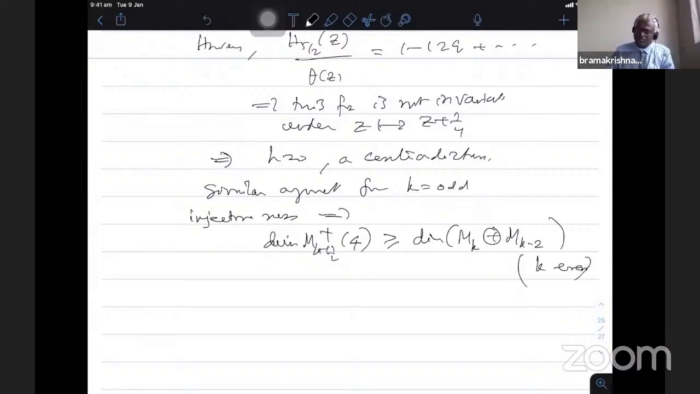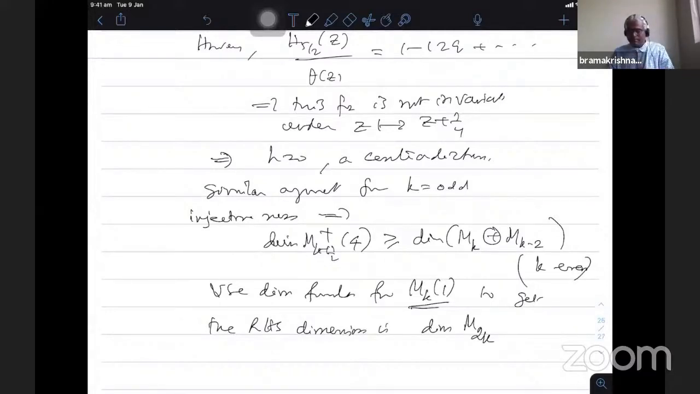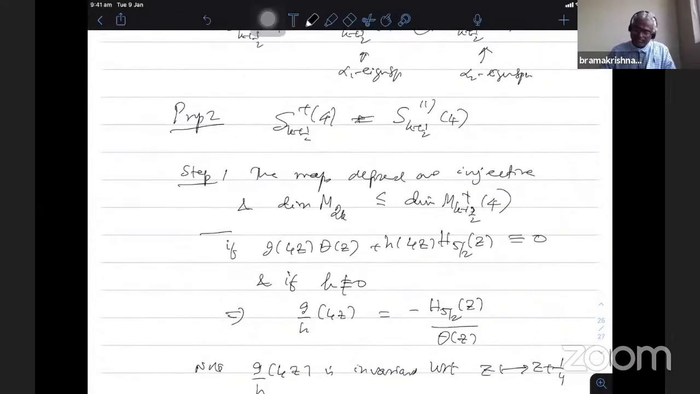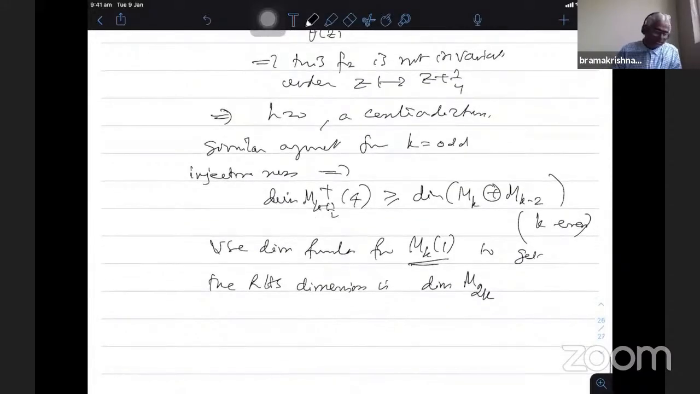So now the dimension formulas are known on the right hand side. So use the dimension formula for MK to get the RHS dimension, which is the dimension of L2K. So dimension of MK plus dimension of MK minus 2 is nothing but the dimension of M2K. Therefore, this first step is done. So dimension of M2K is always bounded above by MK plus half plus 4. That comes from the injective property. So this is step 1.